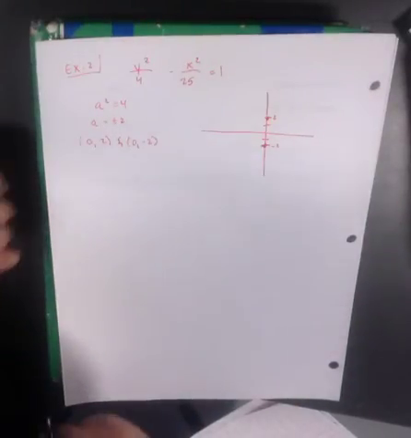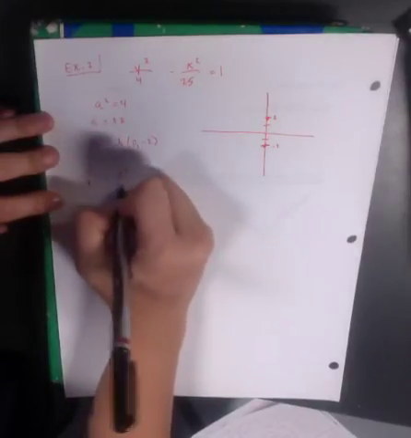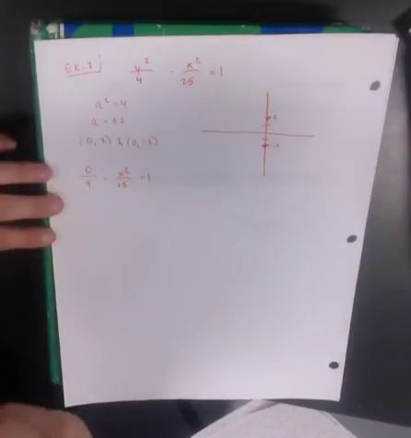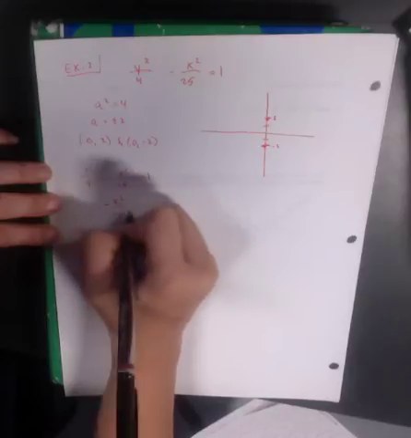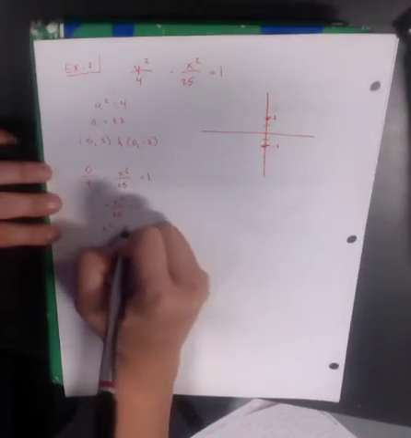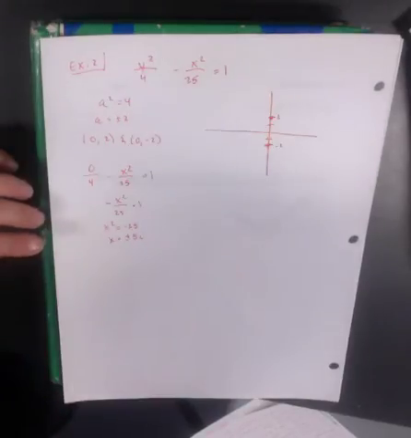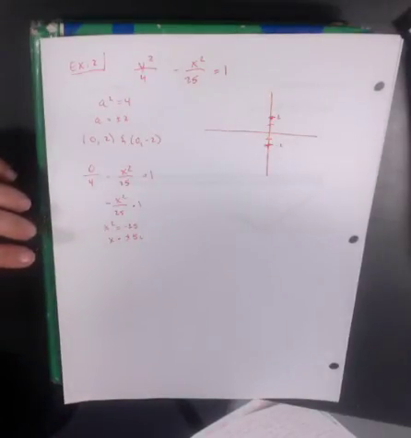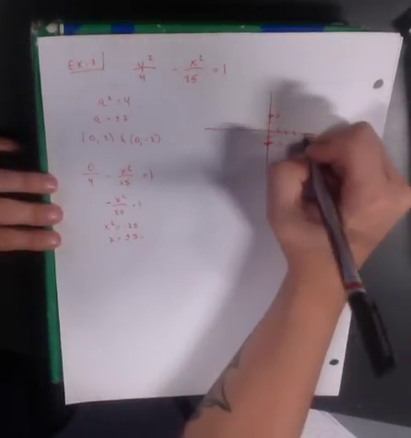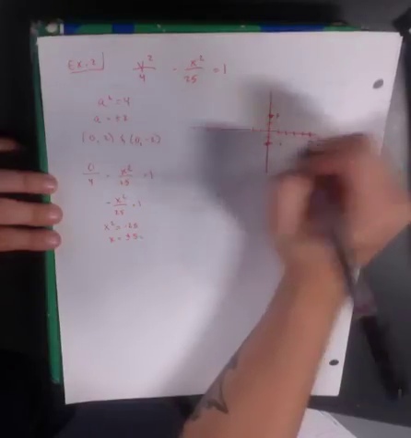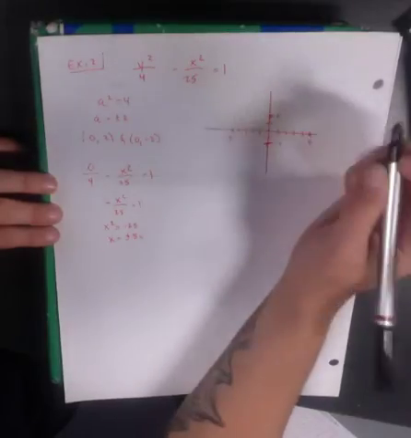Okay. Then I also need to plug in 0 for y and solve for my x to be able to find my asymptotes. So I will get negative x squared over 25 is 1. So x squared is negative 25. x is plus or minus 5i. Okay? So we put on the x-axis 5 and negative 5. Draw our box.